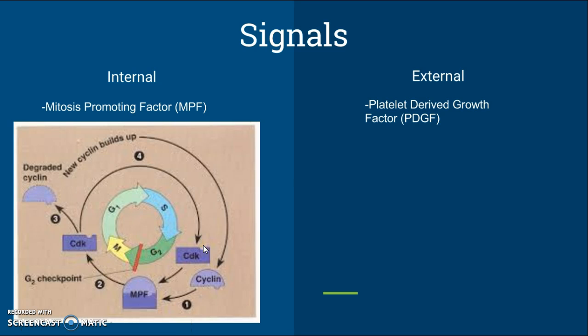Because chemical and physical factors can influence cell division, PDGF, platelet-derived growth factor, is an example of an external signal. A growth factor is a protein released by specific cells that influence other cells to divide. PDGF travels short distances and stimulates other cells in its area to divide faster than it usually would.